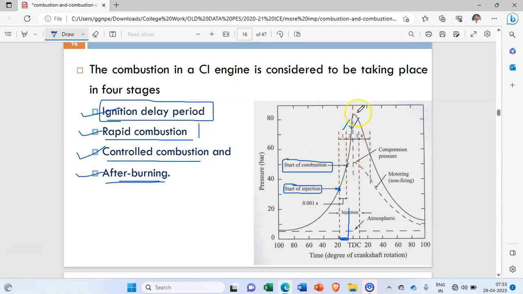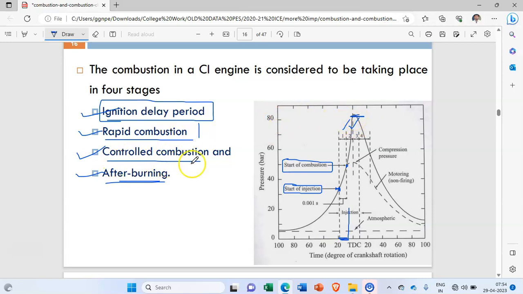Okay. Or it is also called rapid combustion. A sudden rise in pressure takes place, and it reaches the maximum pressure. So at point 2 we get the maximum pressure inside the combustion chamber, around 80 or more than 80 bar pressure we will find in the combustion chamber.